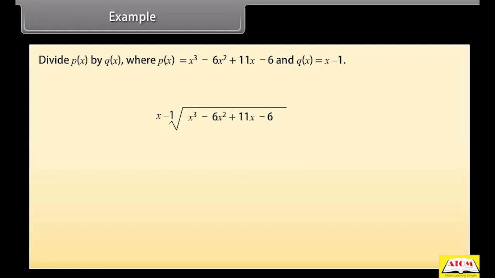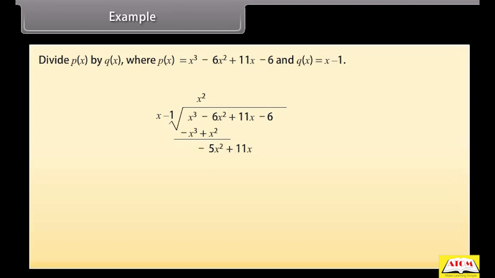We can write it this way also. The next step is to divide the first term of the polynomial. The first term should be the one with the highest power by the x part of the factor. In this case, you divide x cubed by x to get x squared, which you then write at the top of the division bar. Next, you multiply the term that you wrote at the top by the entire divisor. In this case, you multiply x squared by x minus 1 to get x cubed minus x squared, which you then subtract from the polynomial under the division bar.